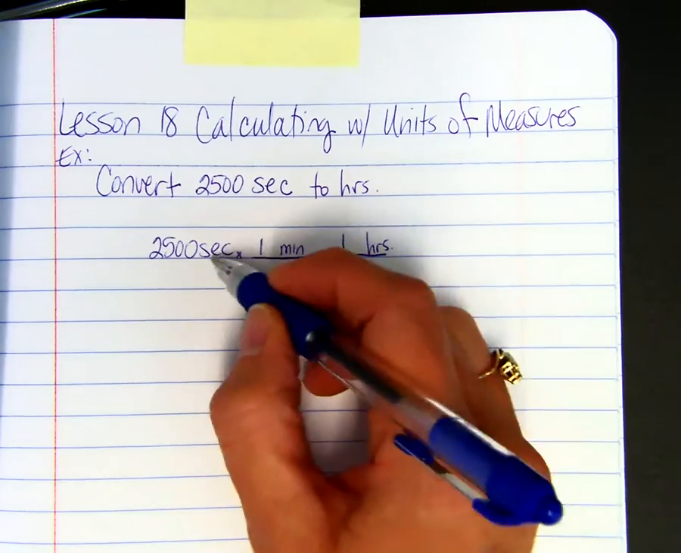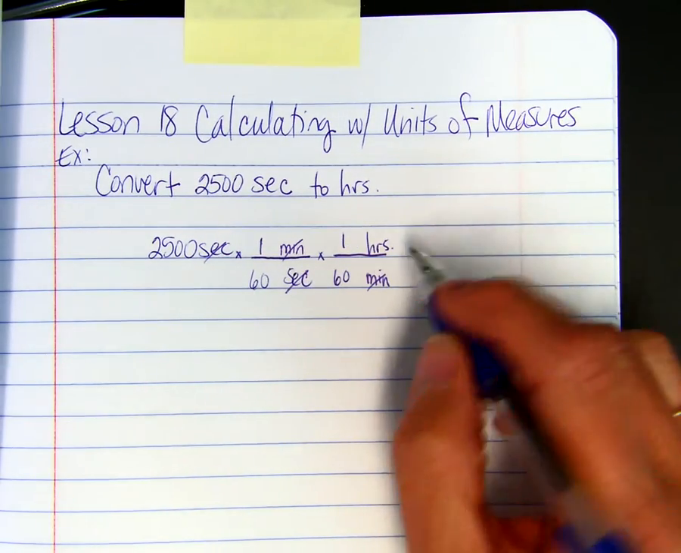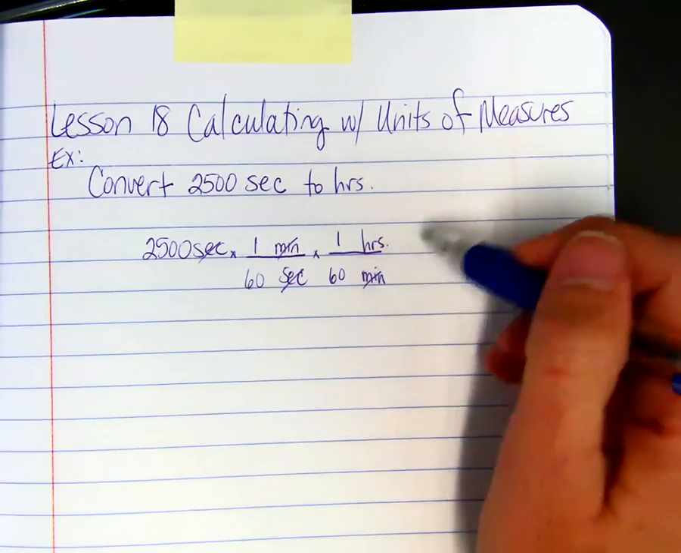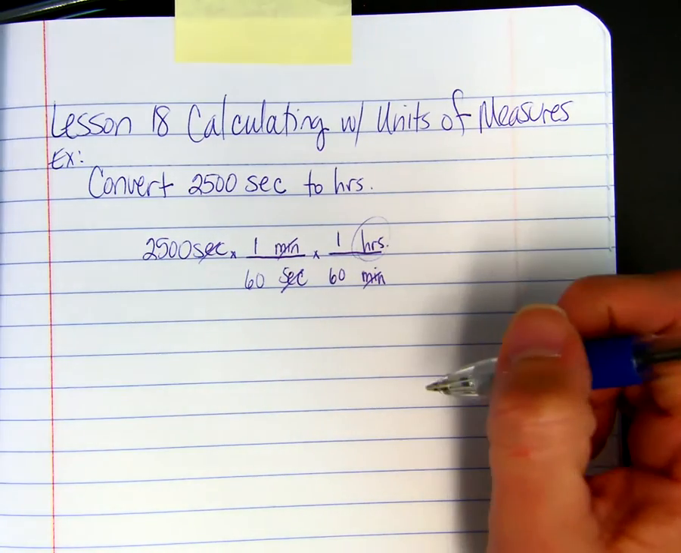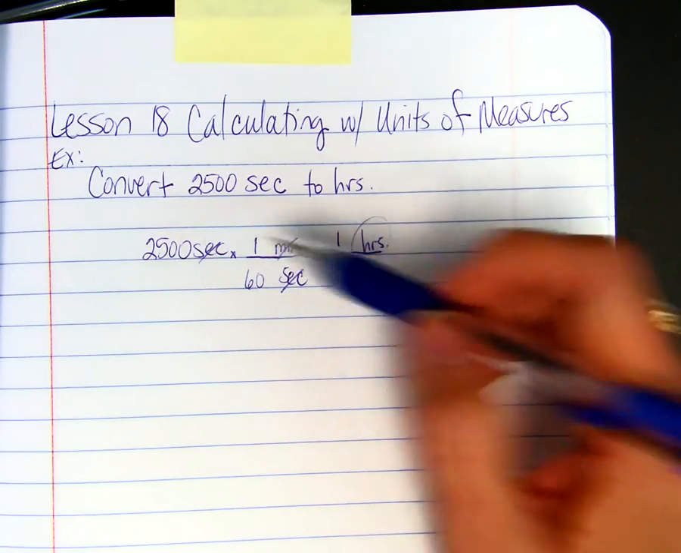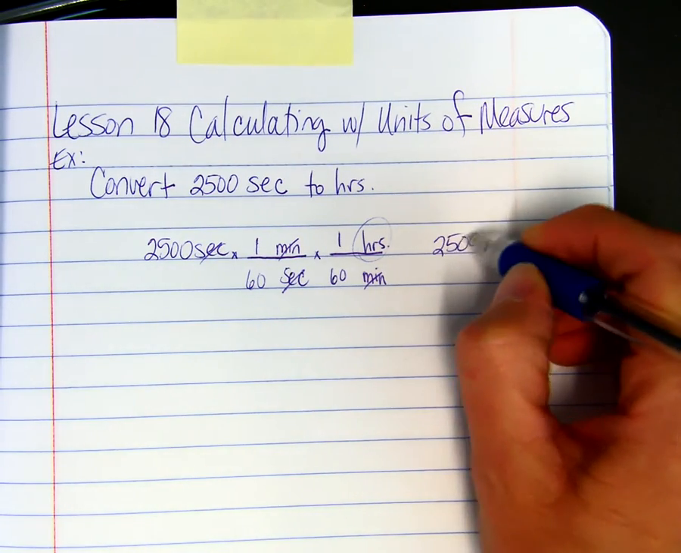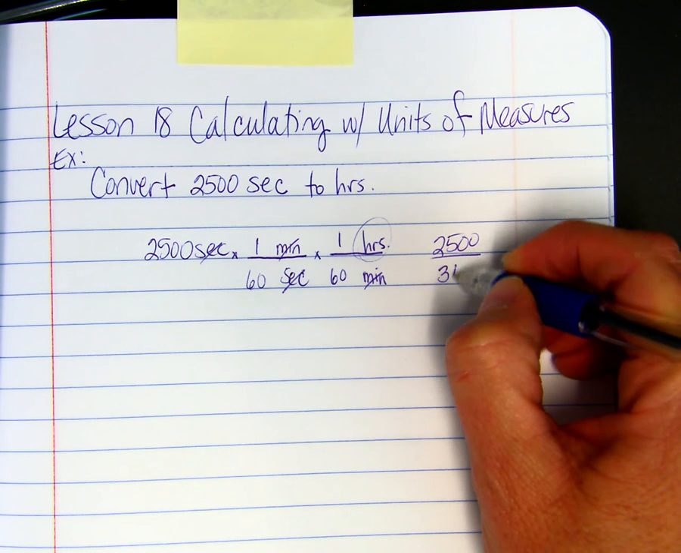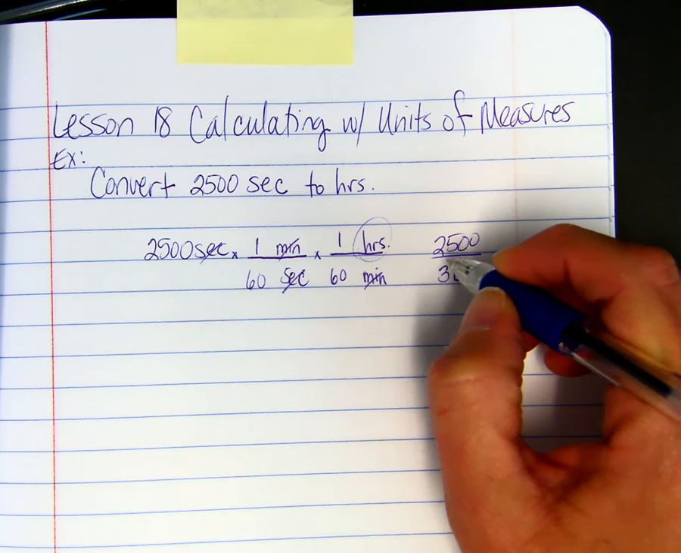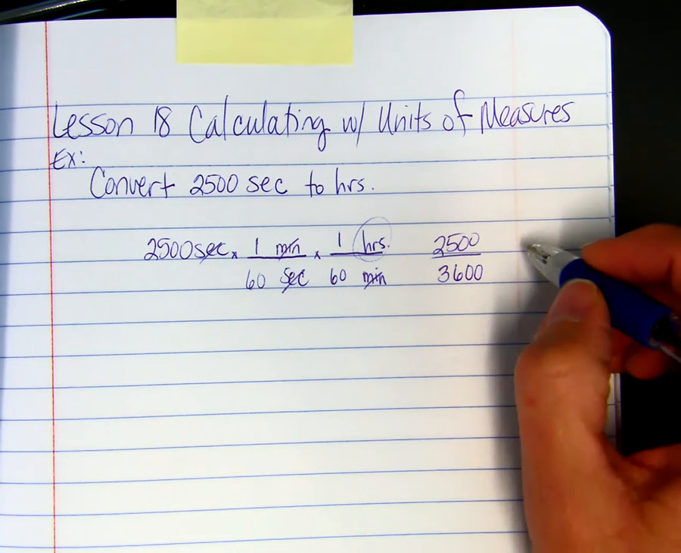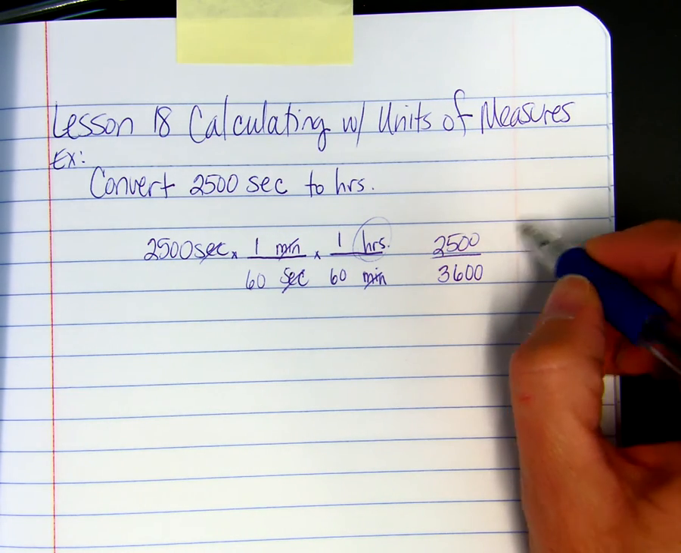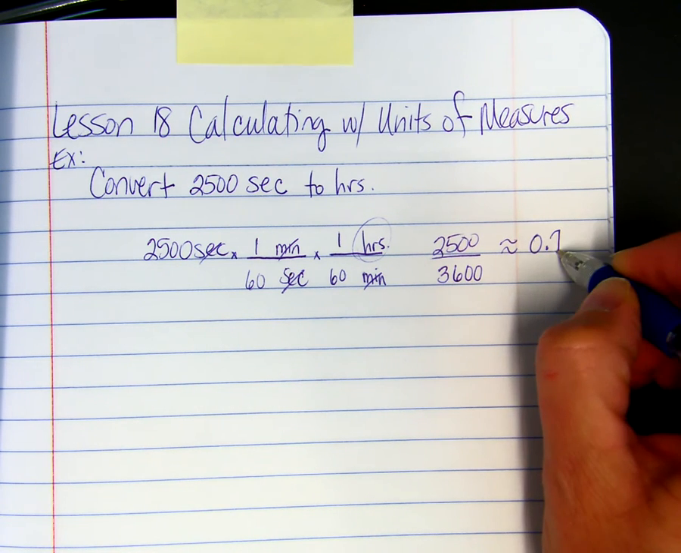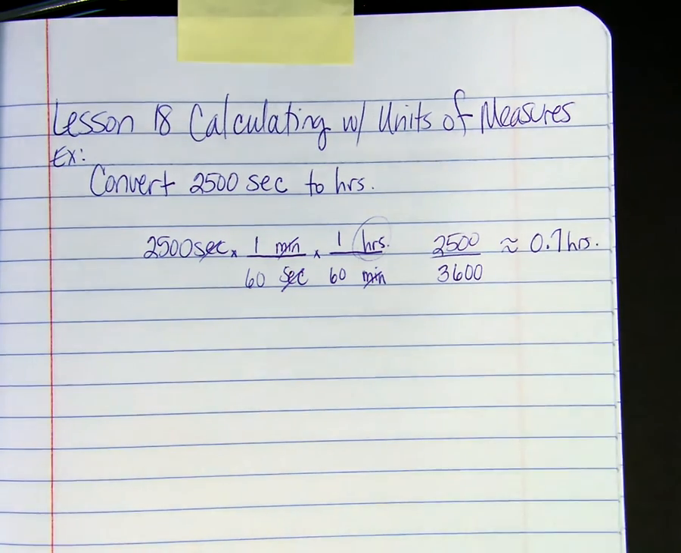So now when I cancel my labels, this is called unit analysis. You're just looking at the labels and analyzing where everything needs to go so that you can end up with hours. Basically, you take 2,500 and divide by 3,600. So it is approximately 25/36 hours, or 0.7. So it's part of an hour.